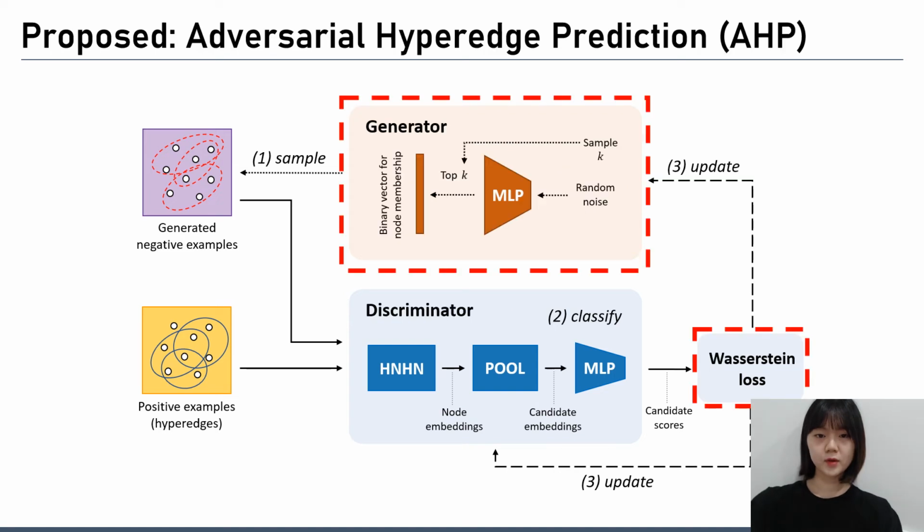In our work, we propose a generator that learns negative sampling instead of using heuristic rules. Our generator learns which nodes compose each negative example. Then, a discriminator is trained with the generated negative examples and positive examples. The generator and discriminator are trained together using the Wasserstein loss. We call our approach Adversarial Hyperedge Prediction, or AHP in short.